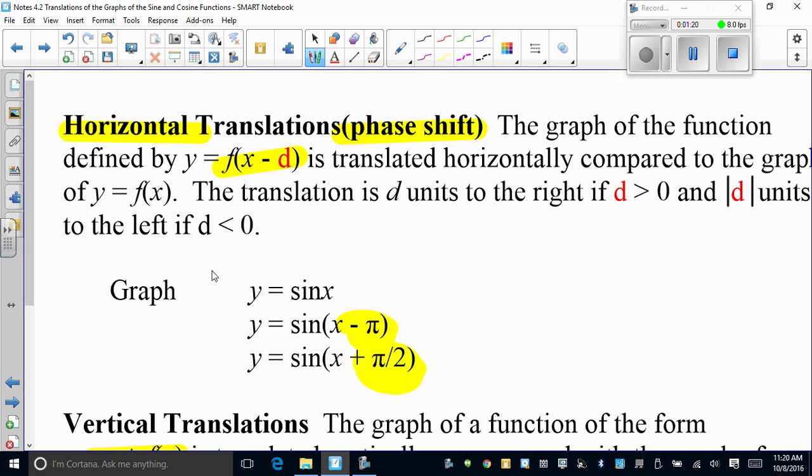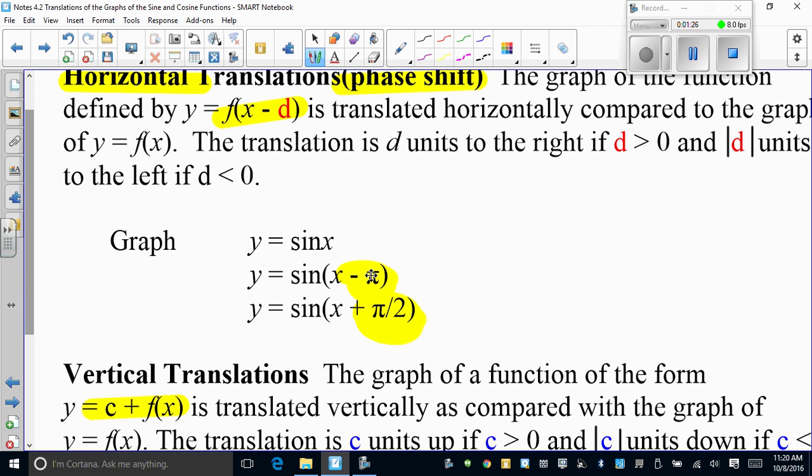So again, we're not going to graph these. You guys can go back to that web page and play with it if you wanted to see what these are looking like. But I need to throw this out there. Keep in mind this is x minus d. So if I have x minus pi, then I'm only looking at the pi, and it is greater than 0, so it's going to be moved to the right pi, or 180 degrees.